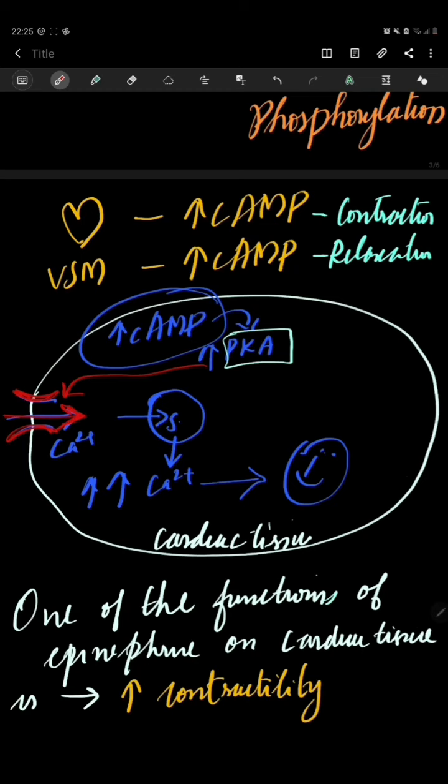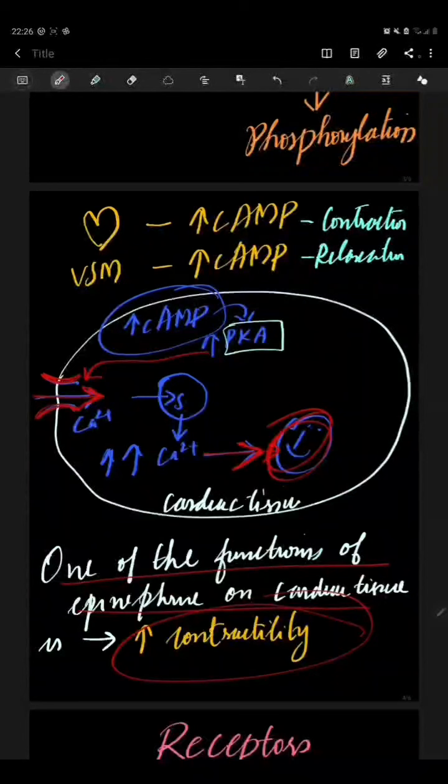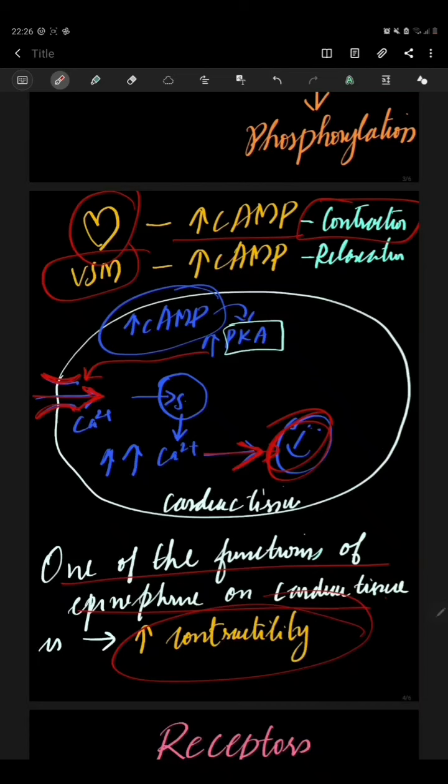This calcium goes and stimulates the sarcoplasmic reticulum to release more calcium. So what is happening here? There is a calcium induced calcium release. Thus there is the contraction. We know one of the functions of epinephrine on the cardiac tissue is contractility. Just make sure that in the cardiac tissue, when cyclic AMP is increased, we have contraction. But in vascular smooth muscles, when cyclic AMP is increased, we have relaxation.